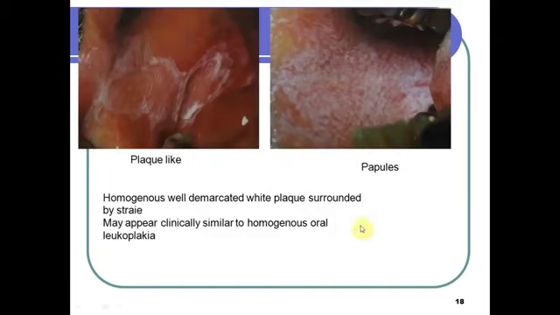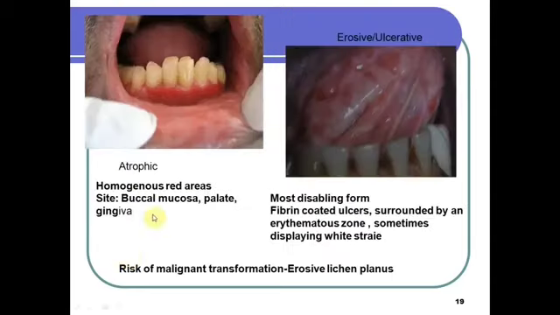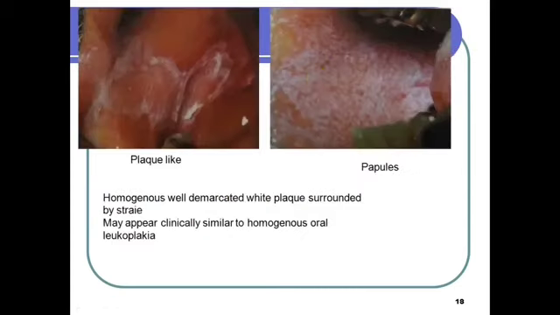This is plaque-like and this is papule-like. This is a homogeneous, well-demarcated plaque surrounded by striae and may appear clinically similar to homogeneous oral leukoplakia. And atrophic, that is homogeneous red areas seen in buccal mucosa, palate, and gingiva. And the most disabling form is fibrin-coated ulcers surrounded by an erythematous zone, sometimes displaying white striae. This is the erosive or ulcerative type. This was plaque and papule type.